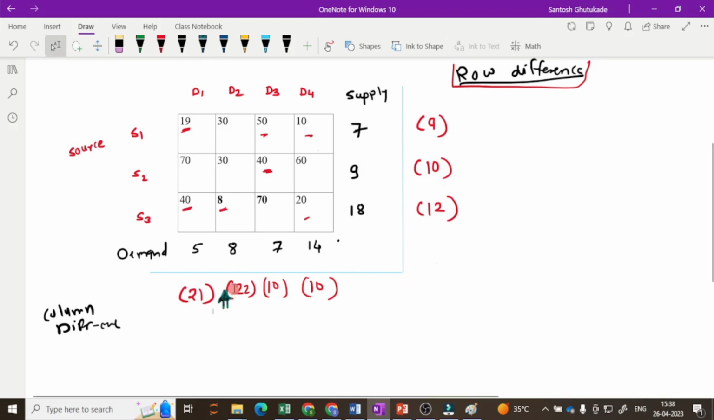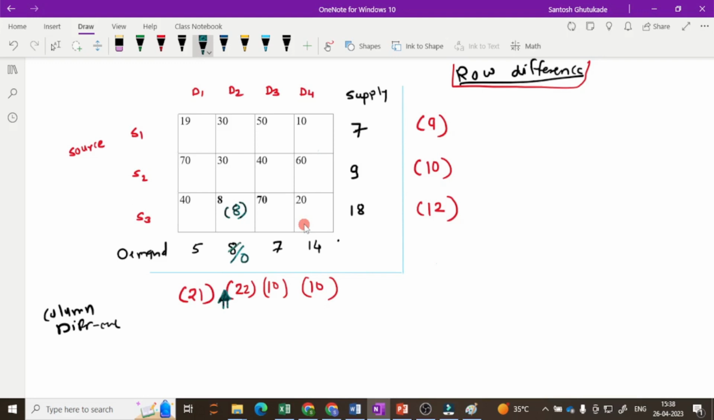Now in this column, we are looking for the minimum cost. So first step, calculate the penalties. We have calculated the row penalties and column penalties. Then we have selected the maximum penalty, which is for the second column. Now in this column, we are looking for the minimum cost. Here 8 is the minimum cost, where supply is 18 and demand is 8. So we can give the 8 here.